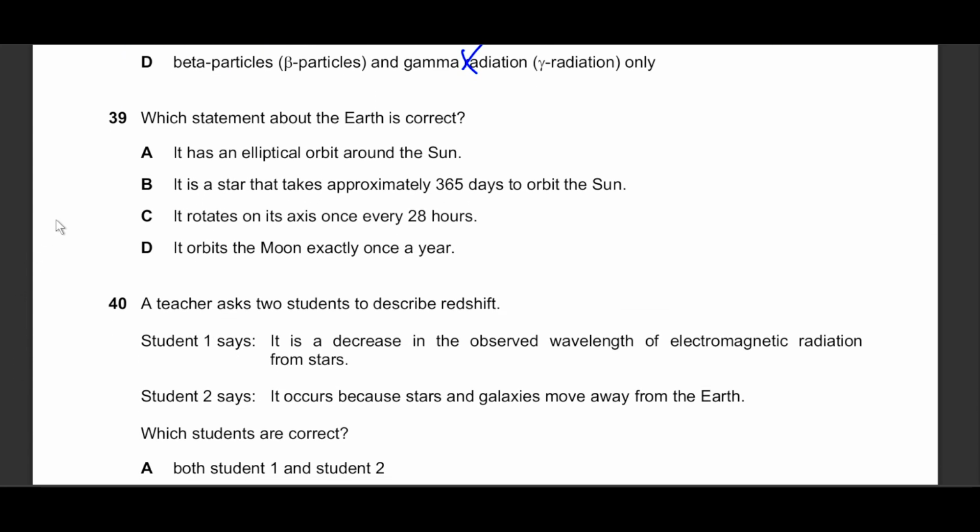Question 39. Basic trivia questions. Earth is in an elliptical orbit, yes. It's not a star. It does take 365 days. It rotates on its own axis in not 28 but 24 hours. It doesn't orbit the moon. The moon orbits the Earth. So the correct answer is option A.